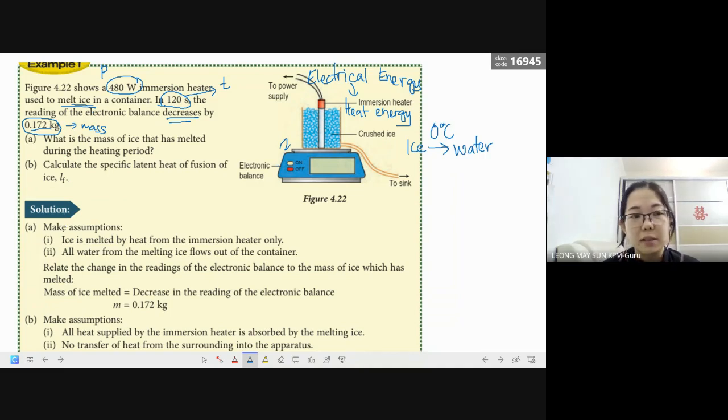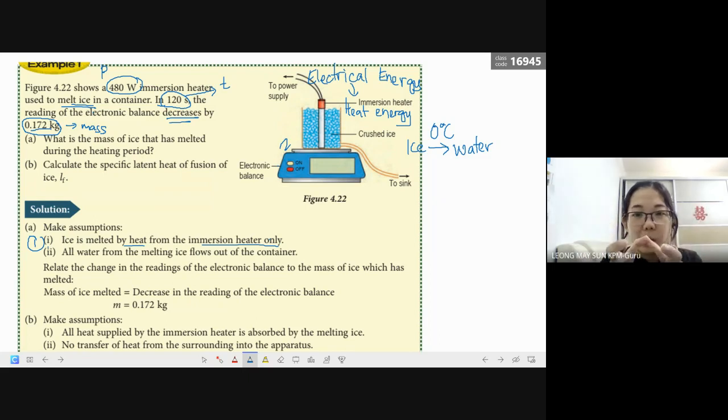But there are a few assumptions, and that's the reason why I took this example from the textbook. The first assumption is that the ice is melted by heat from the immersion heater only. Normally we carry out this experiment during daytime. All the heat supplied by the immersion heater is fully used to melt the ice, and the ice absorbs heat from the immersion heater only, and not from the surrounding environment or the experimenter's hand.